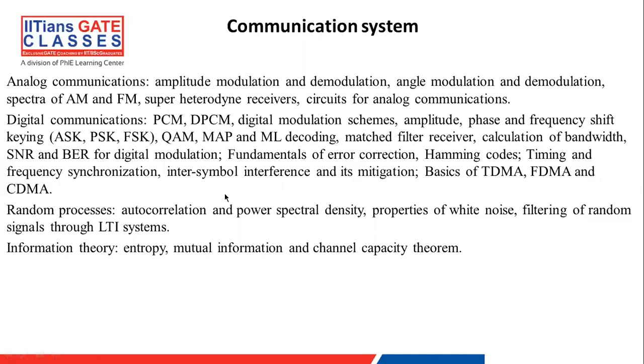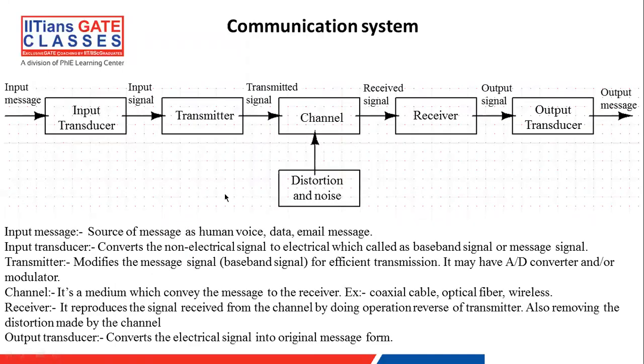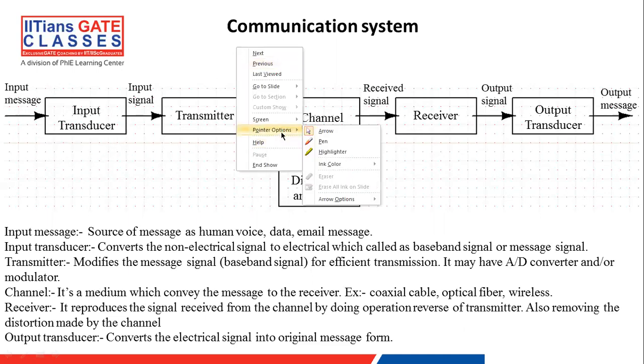So first, let's go through what a communication system is. This is how the typical block diagram of a communication system looks. Here we have a message signal that can be an audio signal, an image, or some other electrical signal directly. If the signal is not in electrical form, first we need to convert it to electrical form. That is done by the input transducer.